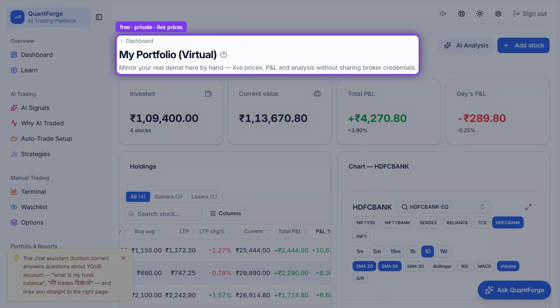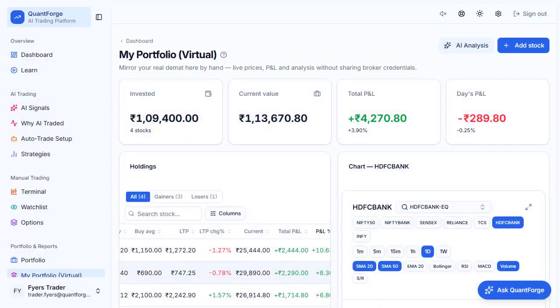How often do the prices refresh? While the market is open, they update on their own as you sit on the page. When it is shut, you see the last traded price. So this page only tells me what I own and what it is worth? So far, yes. In the next video we turn on the analysis where the platform studies each of these stocks and tells you which ones need your attention, and exactly why.